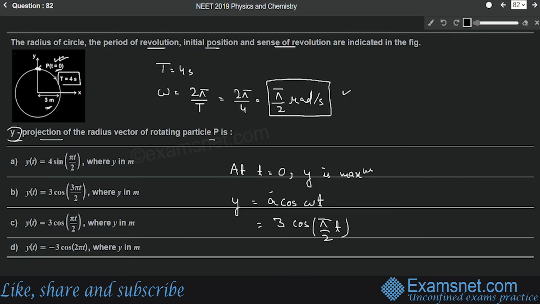So here, which is the correct expression for y at time t? y of t equals 3 cos pi by 2 t. That means option C, with y in meter. So option C will be the correct answer.